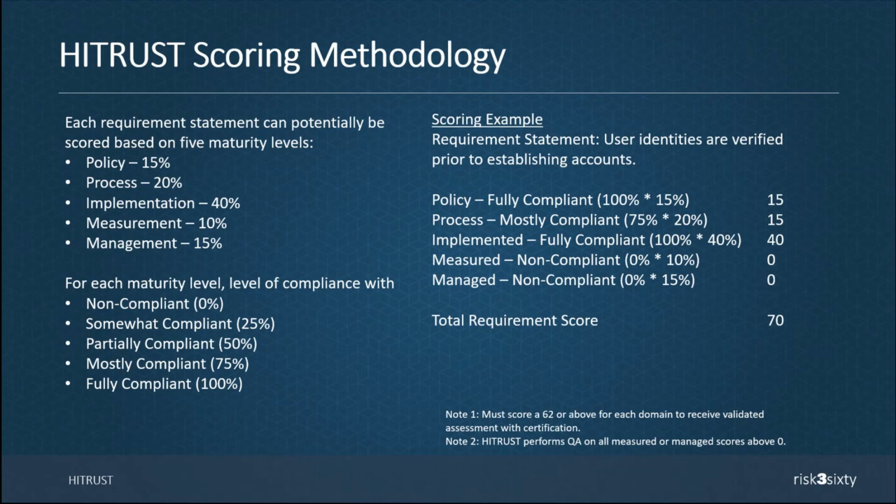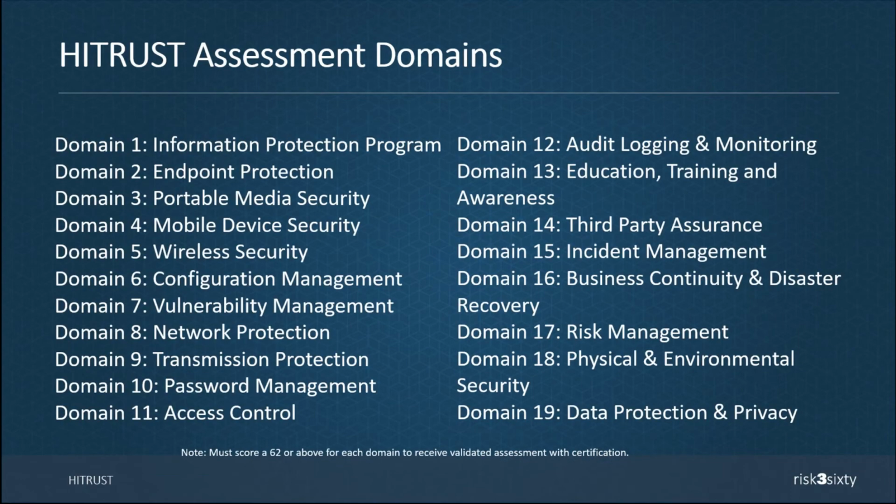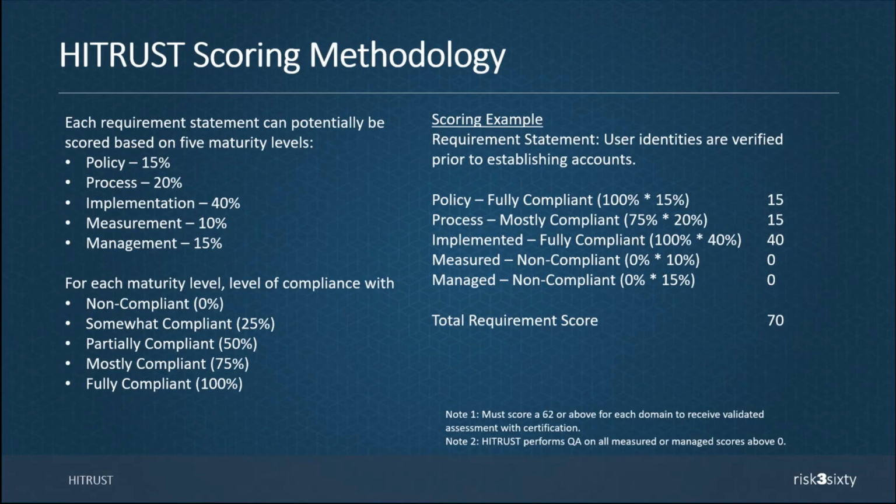So again, measured and managed, we won't look at those as much, so we're going to exclude those from this example. What you'll see when we add up those 3 scores is that we get a total requirement score of 70. Now, if I go back to the previous slide, there's a little note at the bottom that says, for each domain, you need a score of at least 62 to pass the domain. So if I go back to this example, this requirement statement happens to be under domain 11, which is access control. So this one requirement scored at 70.